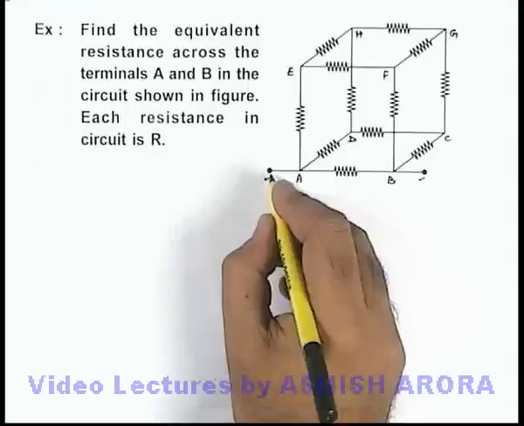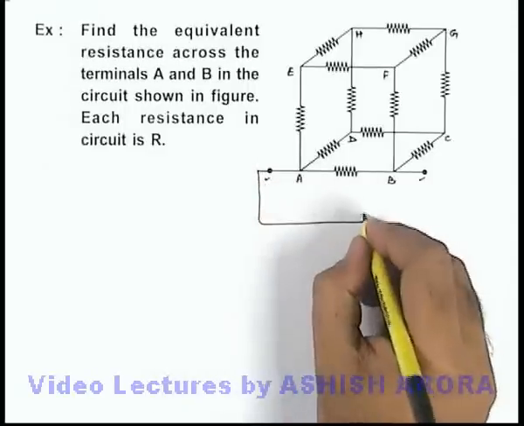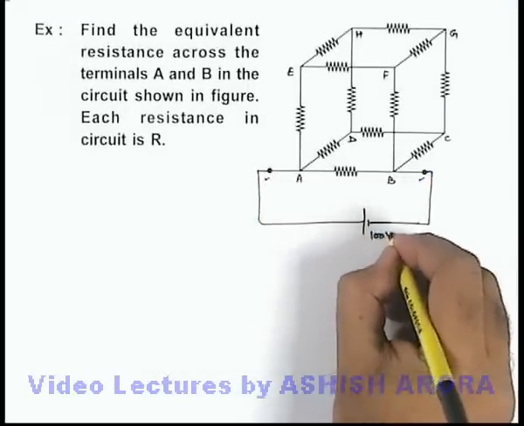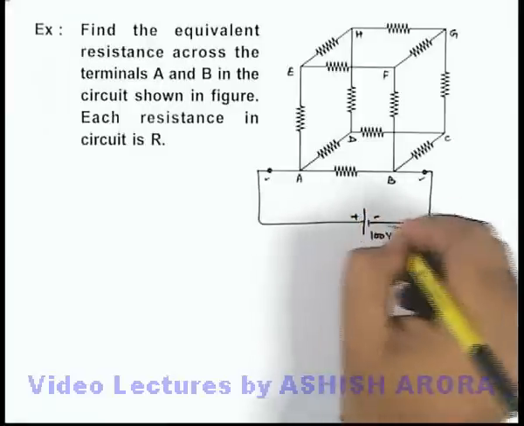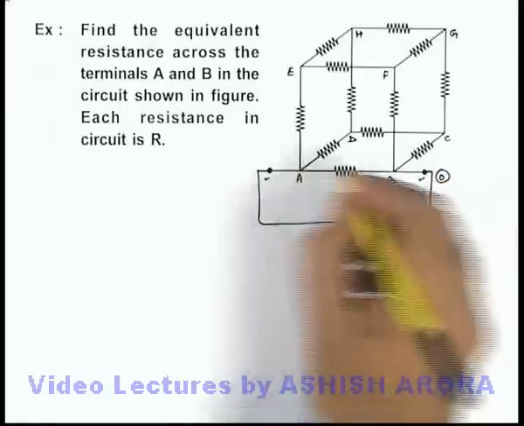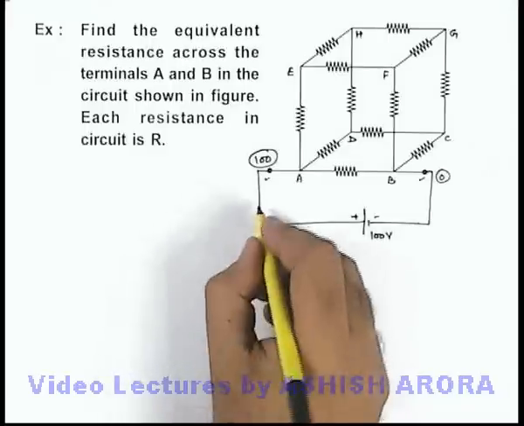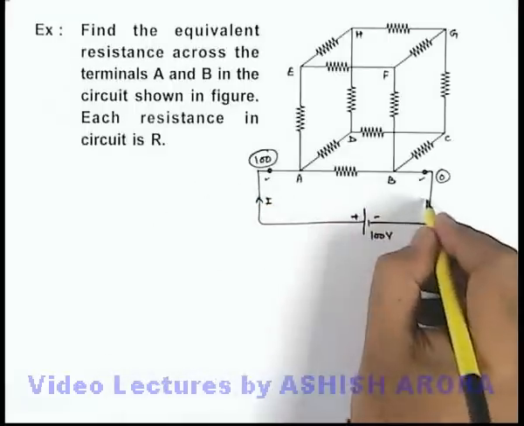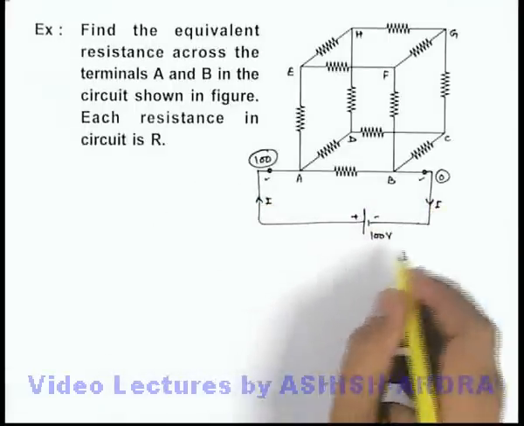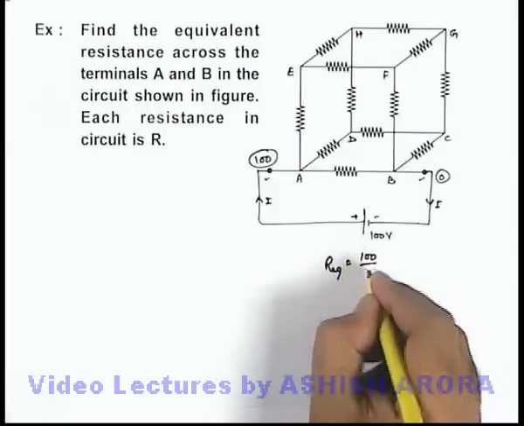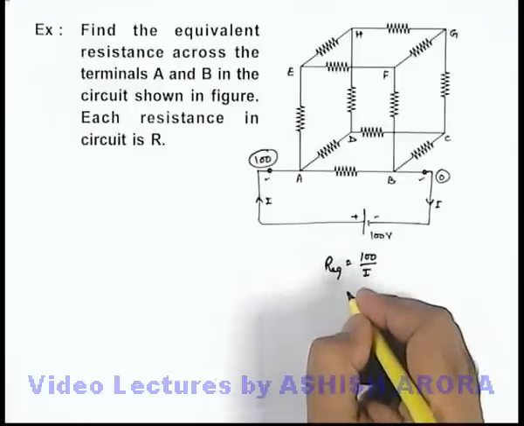Then to calculate across the terminals, we connect a battery of 100 volts. And if we connect the 100 volt battery here, we can take the negative terminal potential as 0 volt, and on the positive side it is say 100 volt. And if a current I is flowing through the circuit, then we can directly write the value of equivalent resistance to be equal to 100 divided by I.